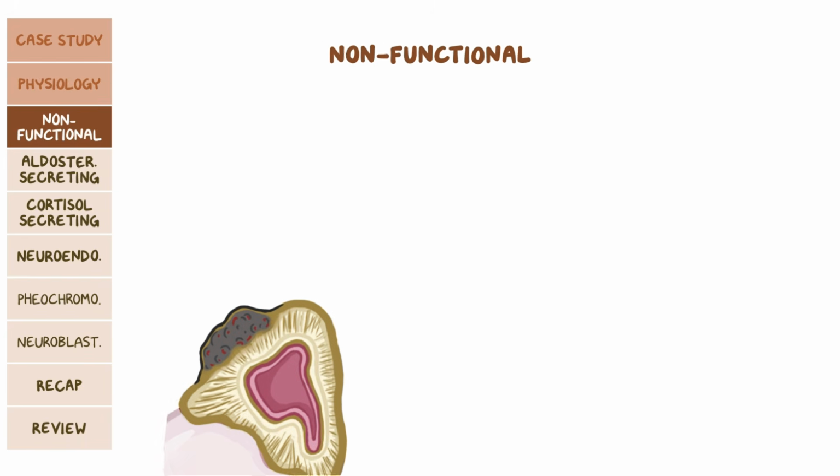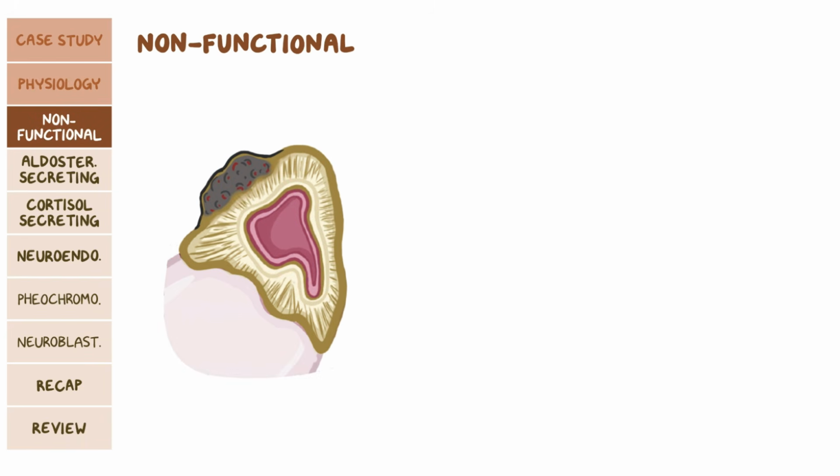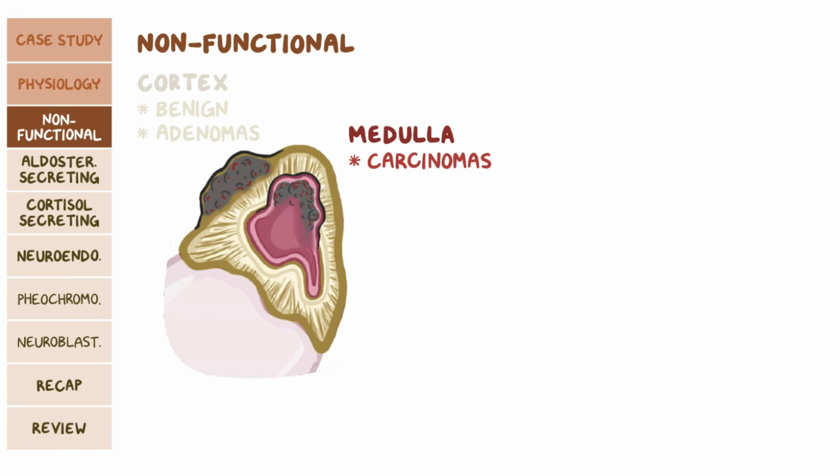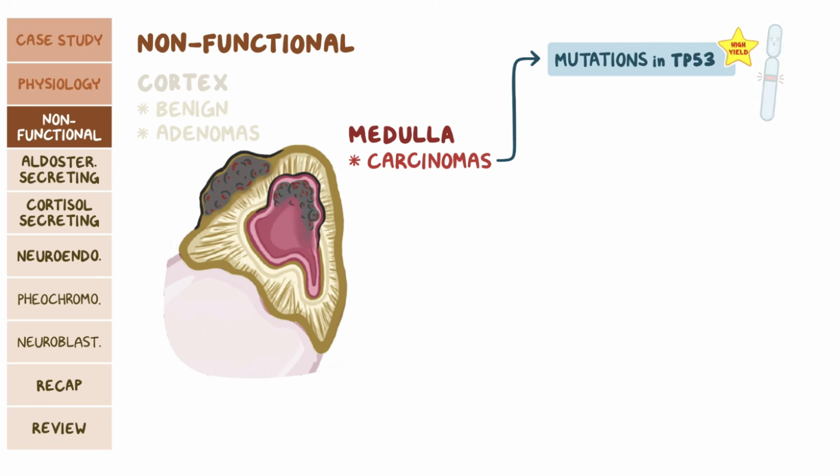Now, when it comes to non-functional adrenal tumors, the ones in the cortex are typically benign, and most are adenomas. The ones in the medulla, however, are more likely to be carcinomas. One of the main risk factors for adrenal carcinomas is mutations in the TP53 gene, which codes for a tumor suppressor protein. Those with a mutated TP53 gene are at risk of developing Li-Fraumeni syndrome, which is an autosomal dominant disorder that involves multiple malignancies at an early age.